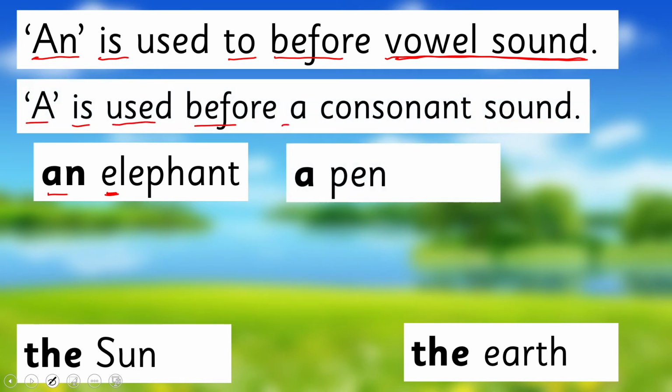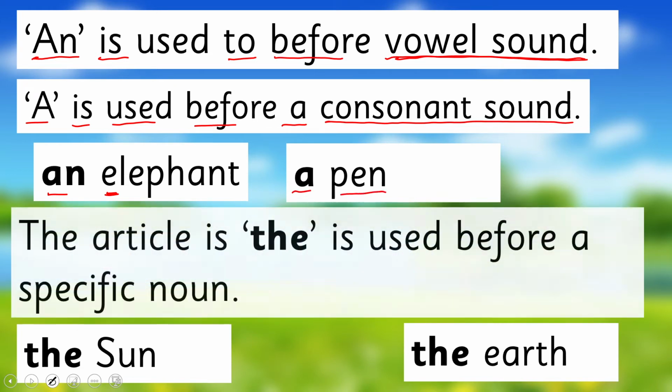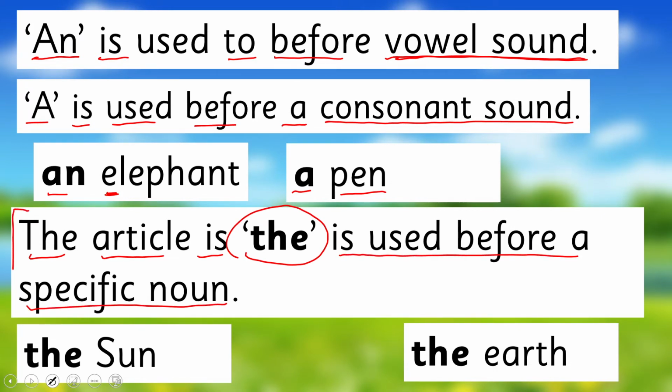A is used before a consonant sound, for example, a pen. The article "the" is used before a specific noun. Okay, this definite article is used before a specific noun. For example, the sun, the earth, right?